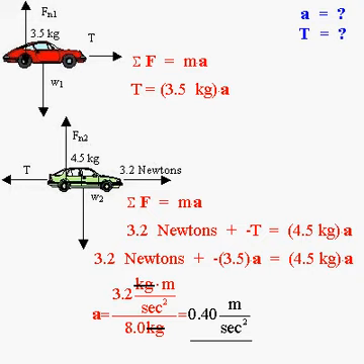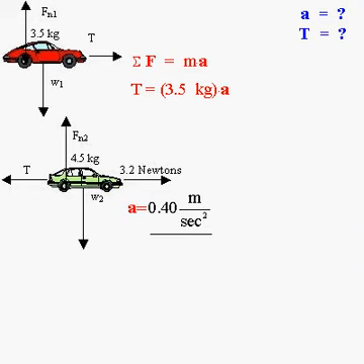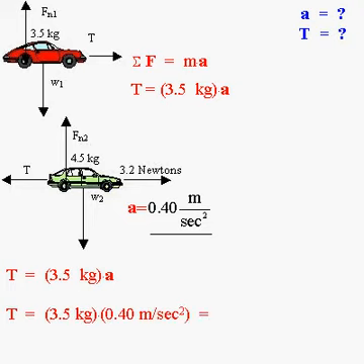Now we're not quite done because the problem also asks for the tension in the string. Well, we have an equation for tension. The tension is 3.5 kilograms times the acceleration. We now know the acceleration. So the tension is simply 3.5 kilograms times 0.40 meters per second squared, or 1.4 newtons. Alright, so those are the answers, but before we leave this example, think about what we did.